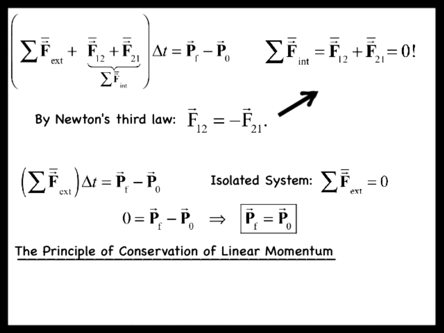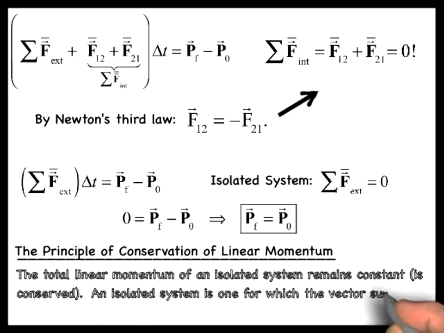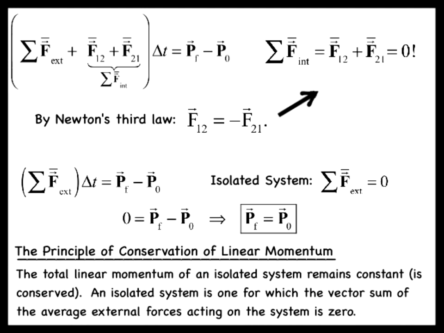In words, it's stated as the following: the total linear momentum of an isolated system remains constant, or conserved. An isolated system is one for which the vector sum of the average external forces acting on the system is 0. In the absence of external forces, the total momentum of the system is conserved, regardless of the number of objects in the system.